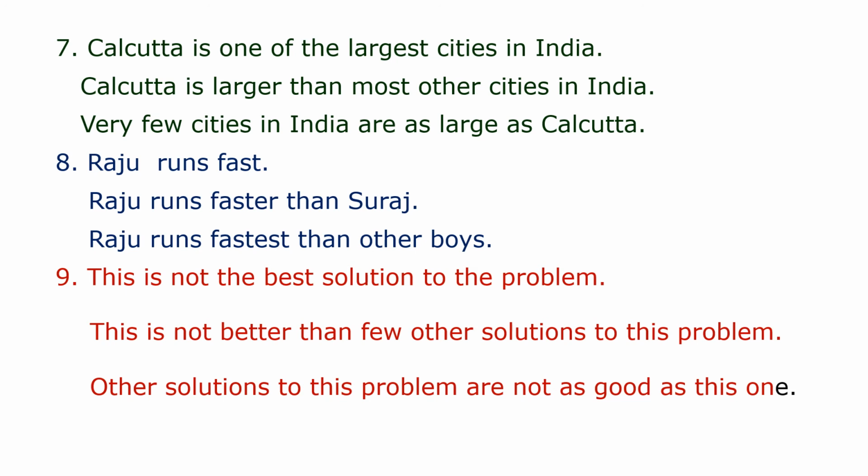Raju runs fast. Raju runs faster than Suraj. It is comparative degree. Raju runs fastest of all the boys. It is superlative degree. This is not the best solution to the problem. This is superlative degree. This is not better than a few other solutions to this problem. This is comparative degree. This is the comparison between one solution and a few other solutions. Other solutions to this problem are not as good as this one. This is the positive degree.